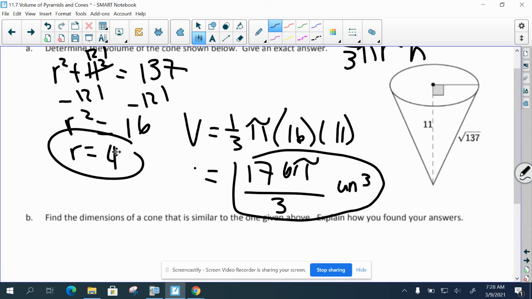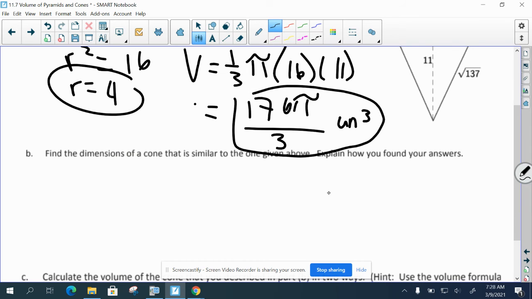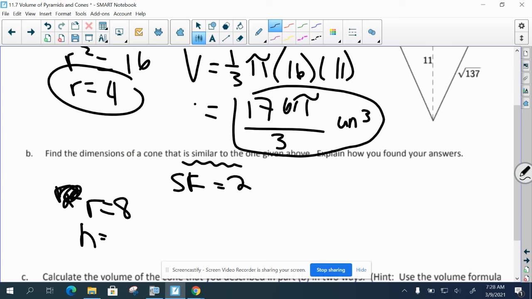Find the dimensions of a cone that is similar to the one given above. So if you wanted to find the dimensions of a cone that's similar, you would just need to pick a different radius. Really, pick any radius. Well, actually, let's pick a scale factor first. So let's say our scale factor is 2, which then means our radius would be 8, and then our height would be 22, because the other one was 11. And then the lateral height would just be 2 times the square root of 137.